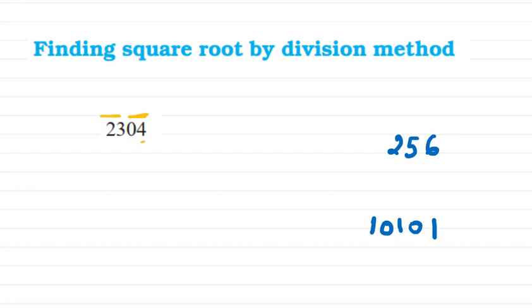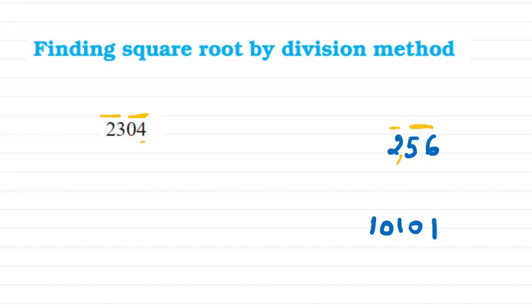What if we have three digits only? Then also pairing will start from the unit place. So here this is the first pair. Here 2 doesn't have a pair, so we get 2 only. So here also the square root has two digits.